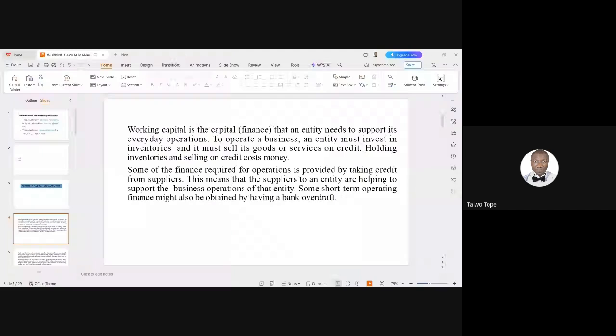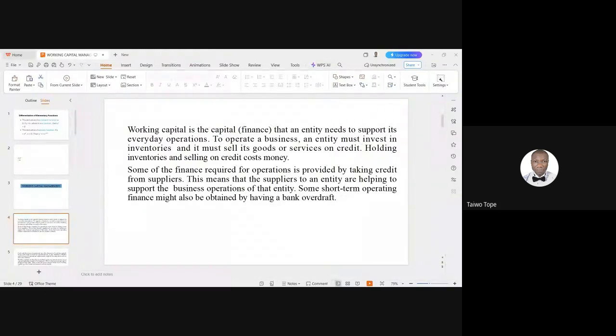Still talking about ratios, you can have the quick ratio or acid test ratio. For you to measure quick ratio, it is your current assets less your inventories, divided by your current liability. So the ideal ratio for quick ratio is 1:1.